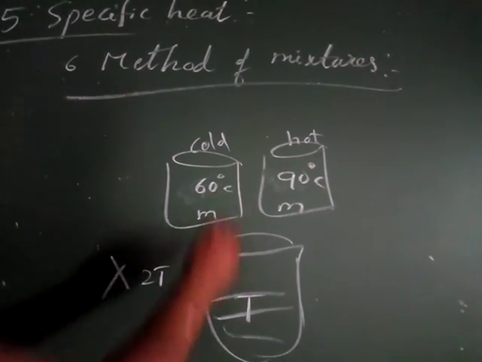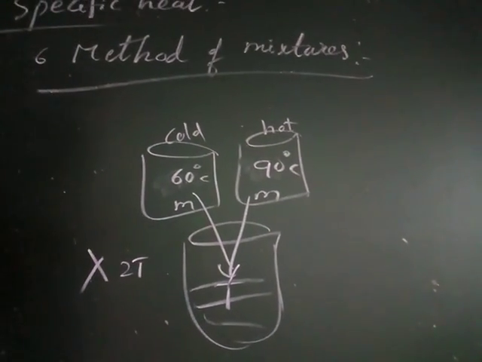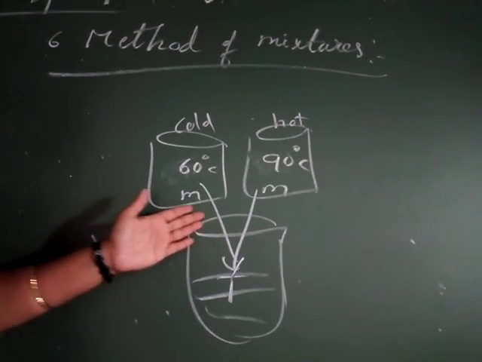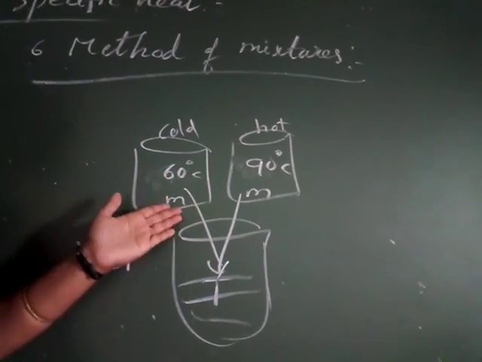So then you are mixing these two in one beaker. Then how much is the temperature of the mixture? Can you assume it? Somebody says 90, somebody says 60. It is not. Then what happens?